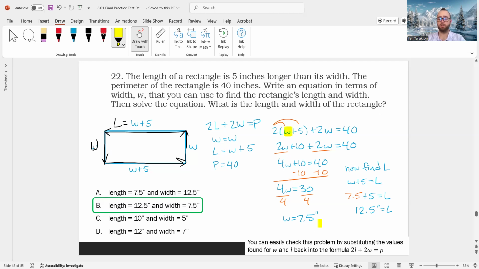But they also want us to find the length, and we had a length equation here that looks pretty simple. So we use that here. Just plug in the width that we found, add that to 5, and you'll also find the length. And it should be longer than the width, which it is. So that's good.